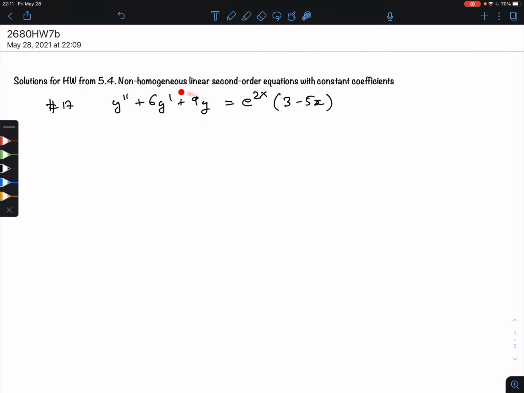Okay, so let's see that everything is as it's supposed to be. This is linear with constant coefficients, so we know how to do this if it's homogeneous. That's the first thing we're going to do. And this one is of the form that we want. It's exponential times a polynomial. Okay, so step one. Let's look at the complementary homogeneous equation.